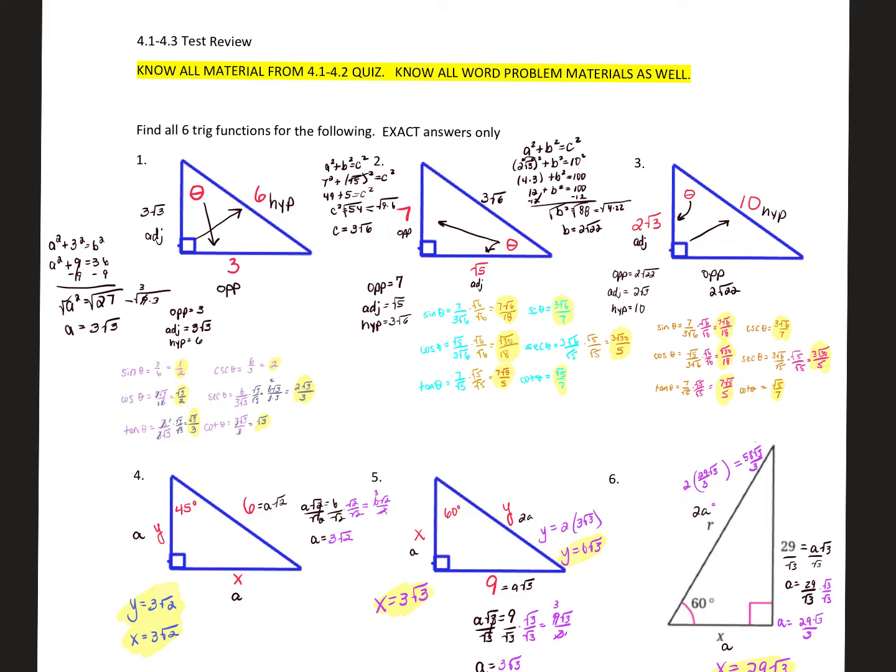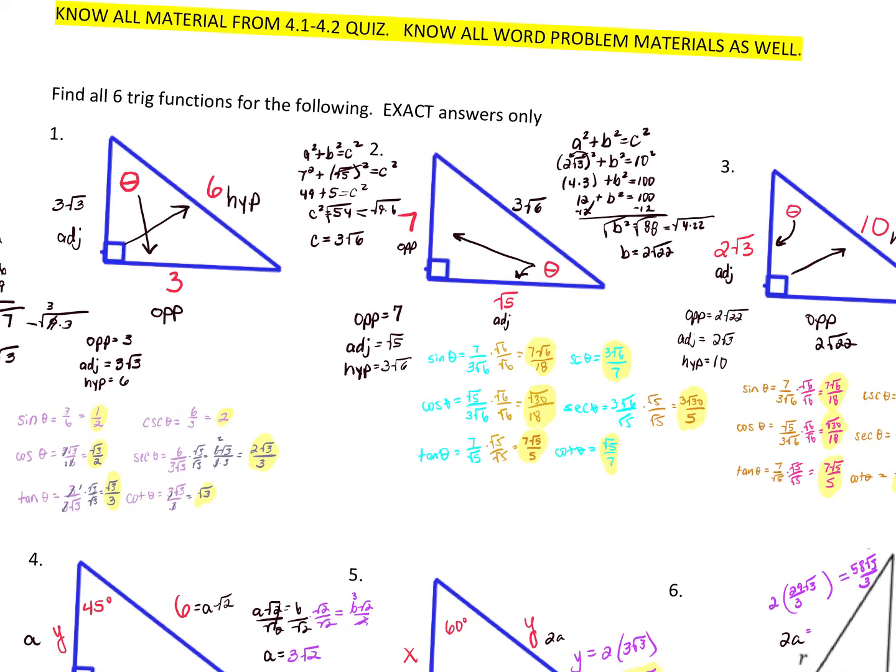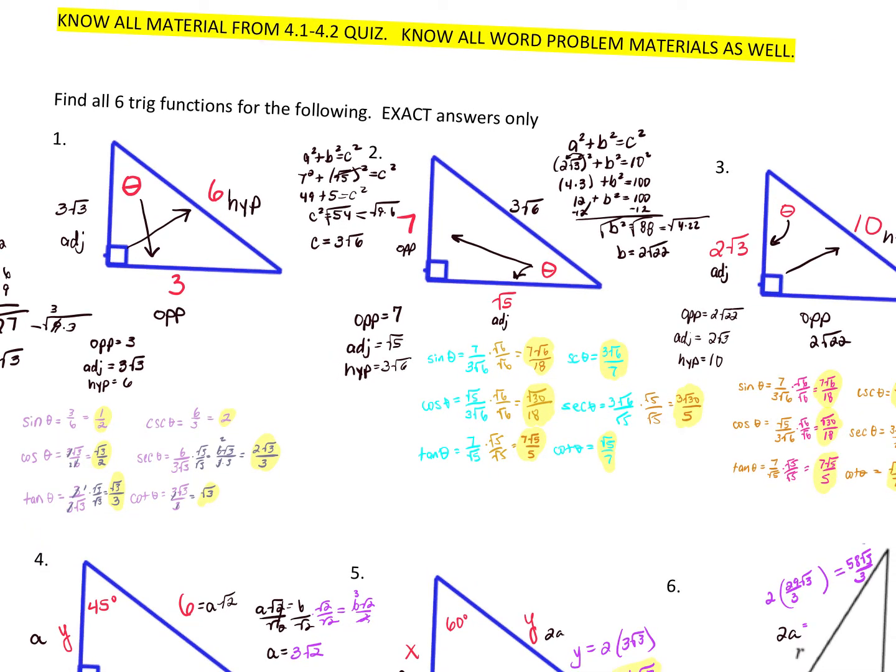So given a triangle and 2 sides, you have to find the third side. Remember that everything is in reference to theta. So find where your theta is. The side across from theta is the opposite. The side right next to theta is the adjacent. And the hypotenuse is always the longest side, across from the right angle. When you have your 2 sides and you're asked to find the third one, we use the Pythagorean theorem.